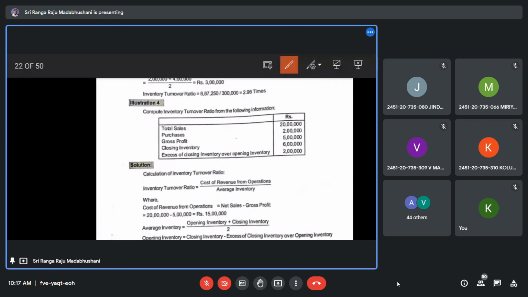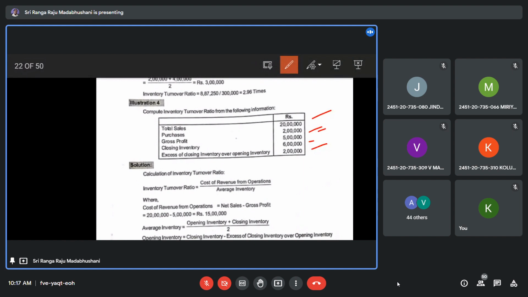Next one. So the different situations: total sales, purchases, gross profit, closing inventory, and excess of closing inventory over opening inventory 2 lakhs. So closing inventory is 2 lakhs more than the opening inventory. Means what, 6 lakhs minus 2 lakhs. So how is it given? Just you have to think more than, less than. So the closing stock is more than opening by the excess. So opening is 2 lakhs less, 6 lakhs minus 2 lakhs, 4 lakhs.